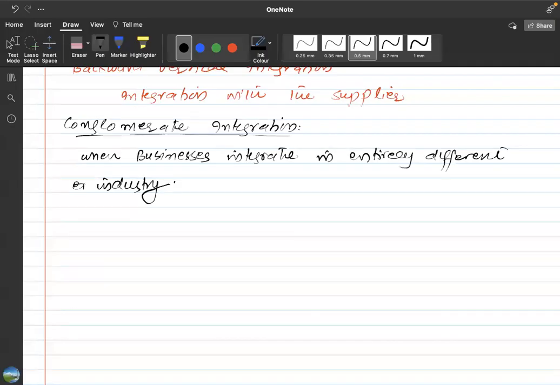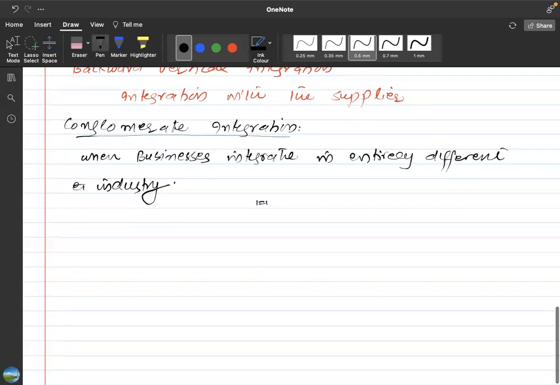We are going to study the advantages and disadvantages of different types of integrations. Initially, we will study the advantages and disadvantages of horizontal integration.